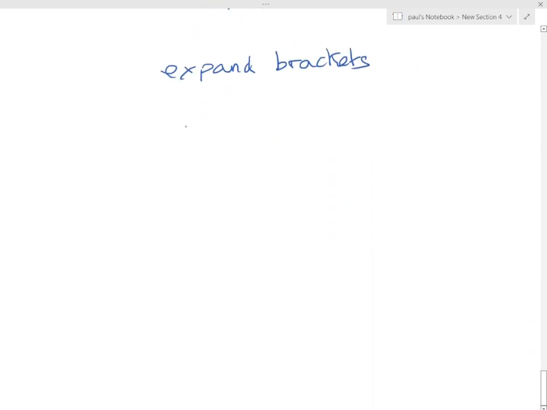Right, expand brackets. Now, when you have numbers, 4 times 2 plus 3, this means 4 times all of that stuff inside the brackets. So when you've got numbers, you just add the numbers together. 2 and 3 make 5, and then you multiply it by the 4, which is 20. All nice and easy, yes?